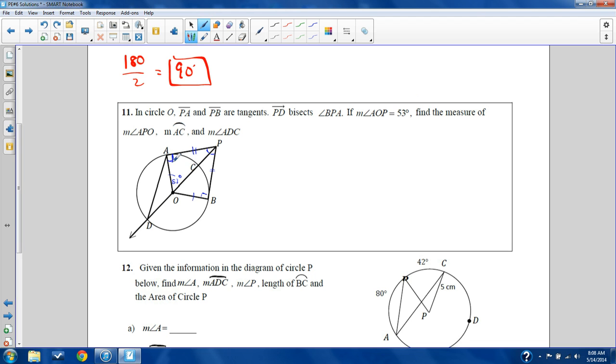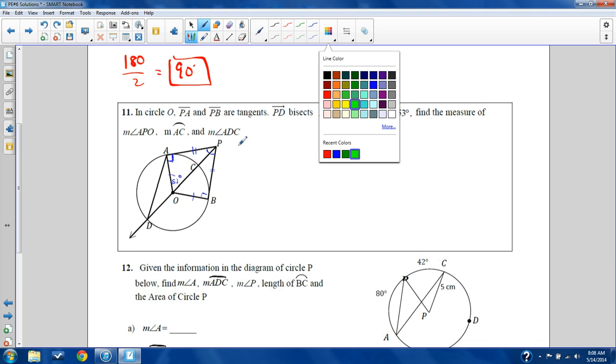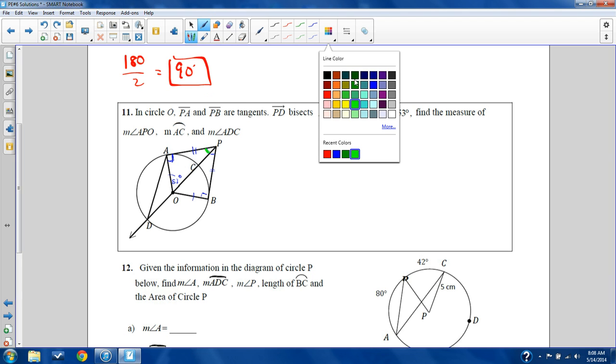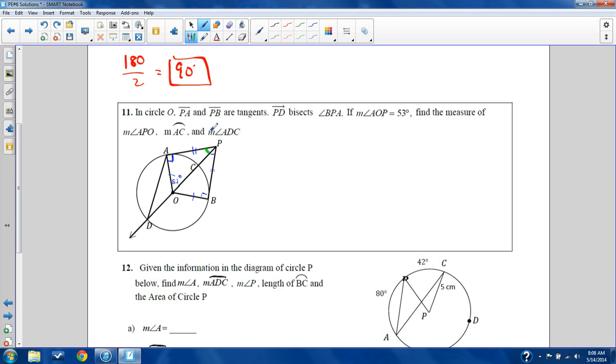Okay? Measure of arc AC, the degree measure, and the measure of angle ADC. Okay, I'm going to do this one at a time. First, let's find the green one, APO. Okay, I'm going to make it a darker green. This is a right triangle, 90 degrees, 53 degrees, unknown. Let's call it X for now.